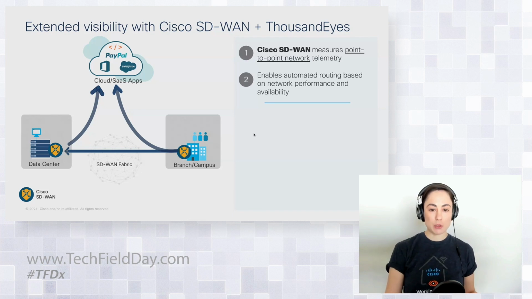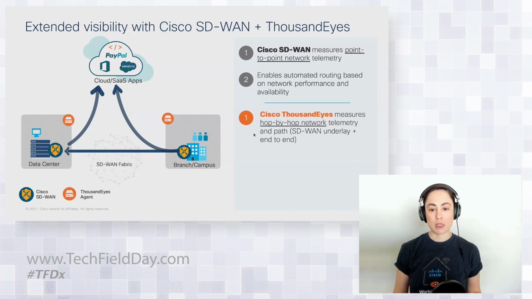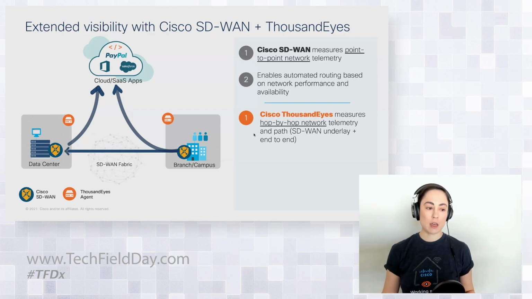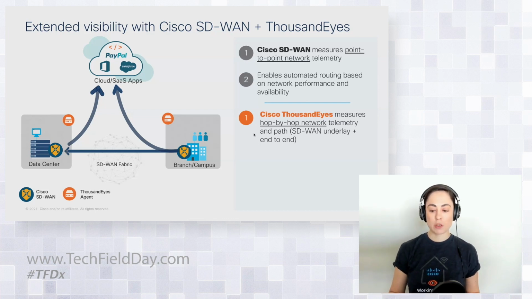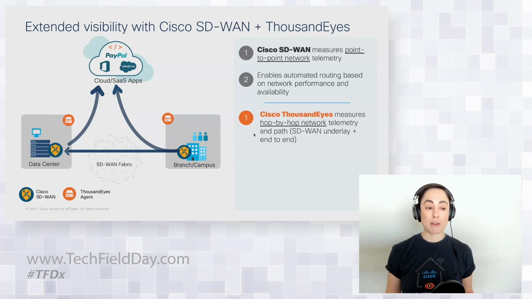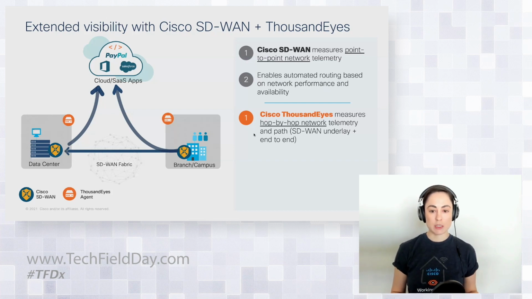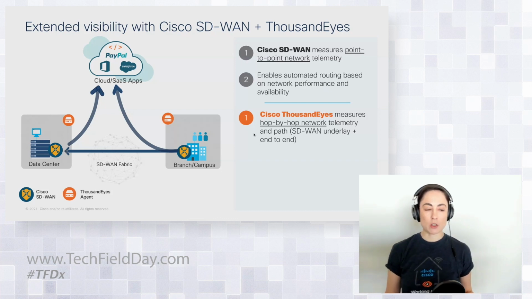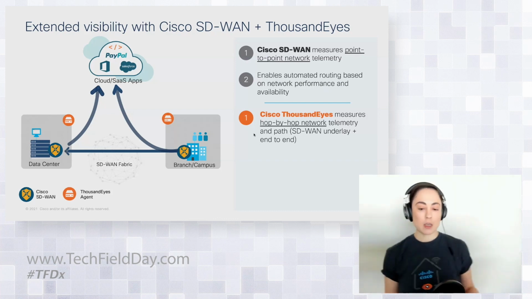But what it doesn't enable you to do, and this is really why ThousandEyes comes in, is to understand the specific network path. You can see each individual hop, not only in the SD-WAN underlay, but also beyond the SD-WAN fabric into transit providers, ISPs, as well as cloud and SaaS provider networks. And that can be important for a number of reasons. I'll talk about this a little bit.